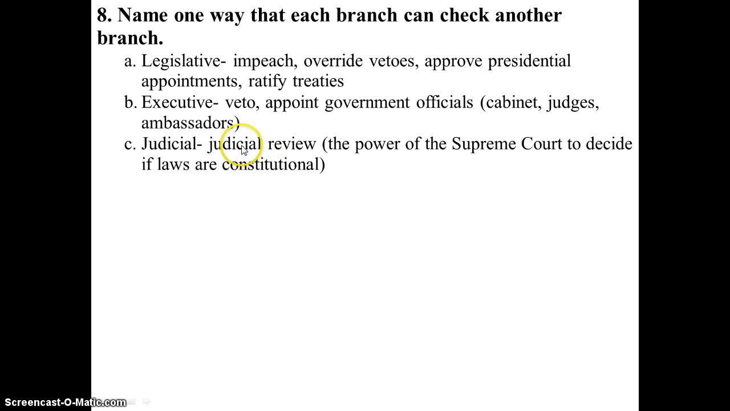Judicial, and I know it sounds kind of cheesy that they only have one thing, but it's a really powerful thing. They have judicial review, which is the power to decide whether laws are constitutional, which is pretty nifty.